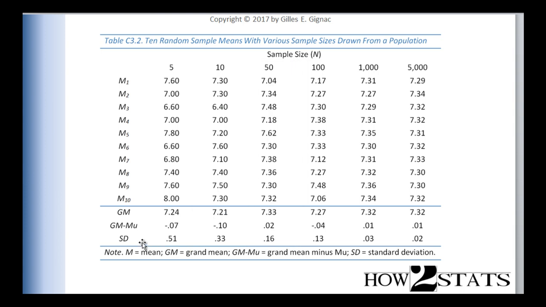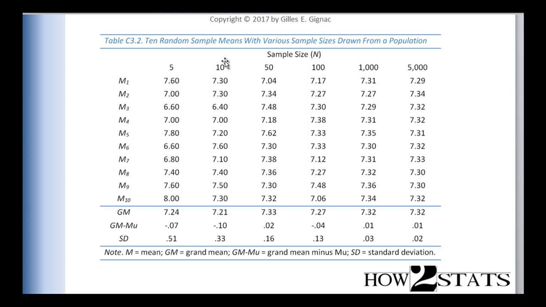And the standard deviation, which is really important here, is literally the standard deviation associated with this collection of 10 means. That standard deviation actually represents the standard error of the mean. So the standard error of the mean is the standard deviation of the means from a repeated sampling perspective. In this case it equaled 0.51.